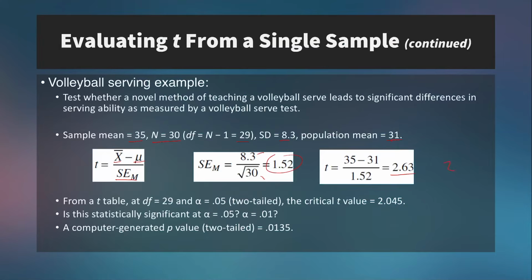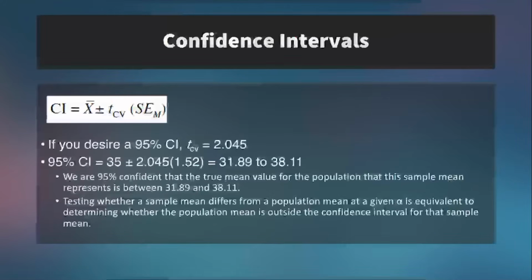Okay, so let's see which one's larger. It appears that our t-statistic is larger than the critical t-value. So this would mean that at the alpha level of 0.05, our result is statistically significant. So this means that there is a statistically significant difference in the scores between the sample of 30 students who learned the volleyball serve in a new, novel way versus the population of students who have been learning the volleyball serve in the old way. So we would conclude then that yes, this new technique is beneficial.